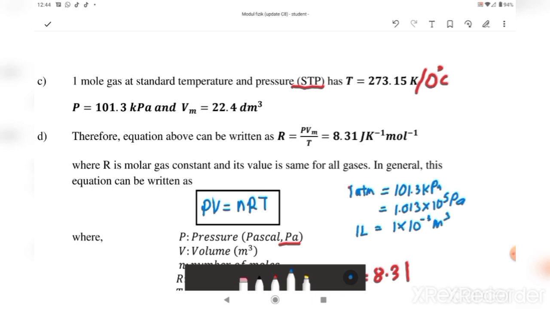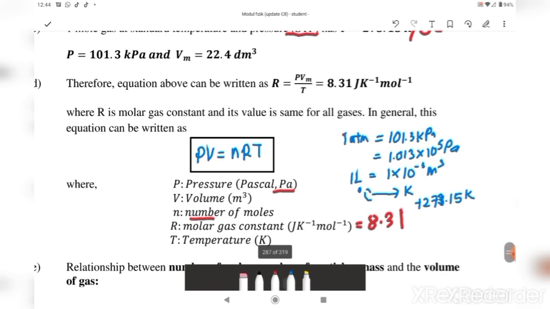And another one is temperature. If the question gives you degrees Celsius, you must know how to change degrees Celsius into Kelvin. You must add 273.15 to get Kelvin. For example, if the question gives you 20 degrees Celsius, to change to Kelvin you must do 20 plus 273.15, not multiply. So you must add 273.15 Kelvin.